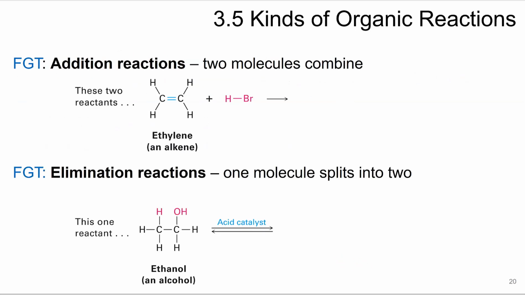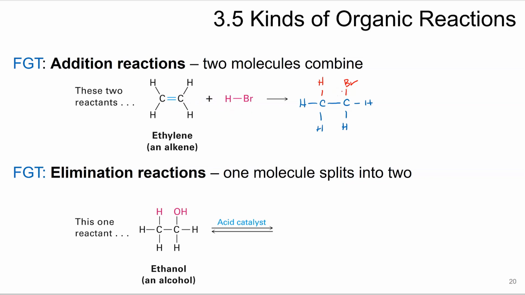The first one that we're going to see is an FGT. There's a subgroup of those called addition reactions, and this is where 2 molecules will combine. So we have 2 reactants, ethylene here, which is an alkene with 2 carbons, with HBr, and so we get our carbon. So that was the same that was here before, the C with the 2 H's, and then we're going to add an H and a Br across the double bond.